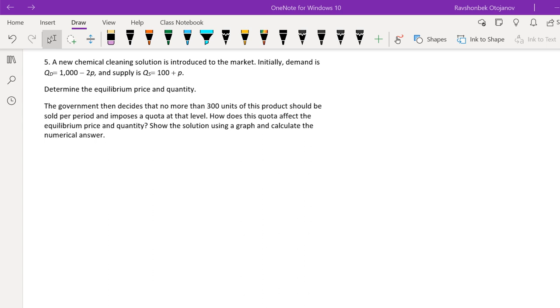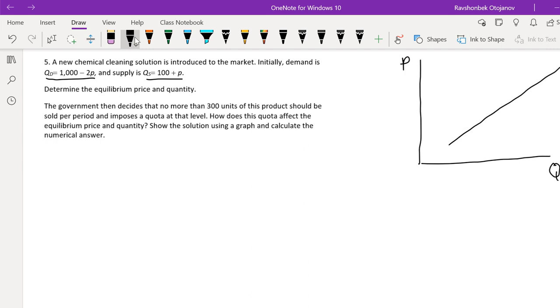Question 5. This is an interesting one. So a new chemical cleaning solution is introduced to the market. Initially, demand is given by this equation and supply is given by this equation. Determine the equilibrium price and quantity. What we do here, we will solve it as usual. Let's draw the graph quickly. Let's assume that this is our initial supply and this is our initial demand curve. Initial equilibrium quantity and price are given there. Okay, so let's find what their values are.